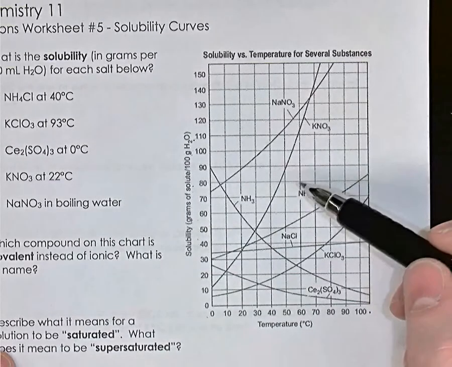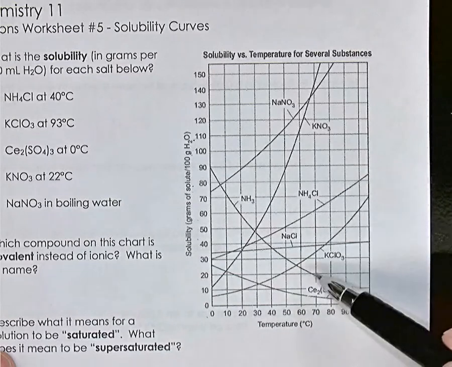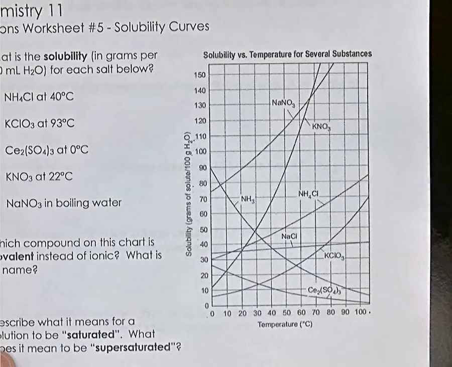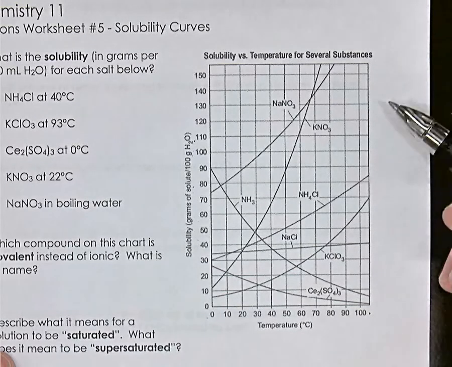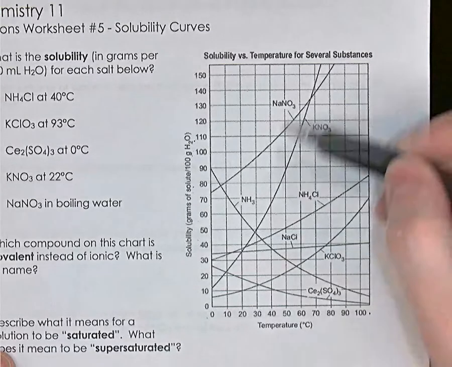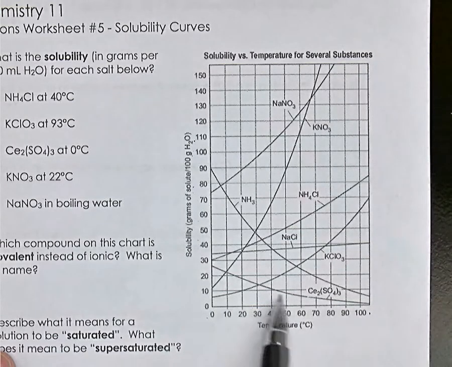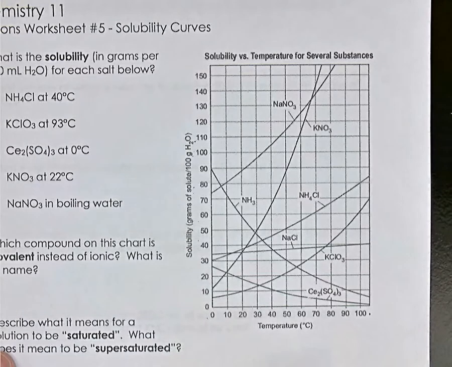Now we notice that, first of all, most of these graphs are going up. They're almost all going up. There's a couple that are dropping. For ionic compounds, for solid substances, their solubilities typically increase when you raise the temperature. Okay, that's not always true. Here's a cerium sulfate salt, which is lowering its solubility as you raise the temperature.